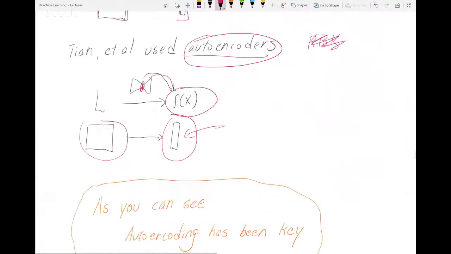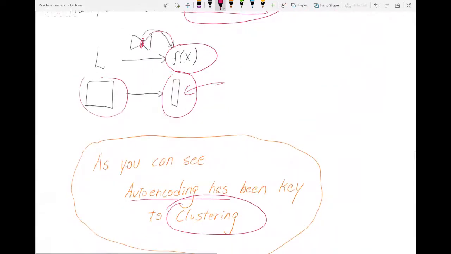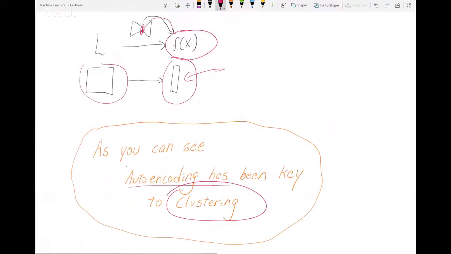So that's it, actually. As you can see, autoencoder has been a real big key to clustering. That's why I started the video series with autoencoding. And I think that's it for today.